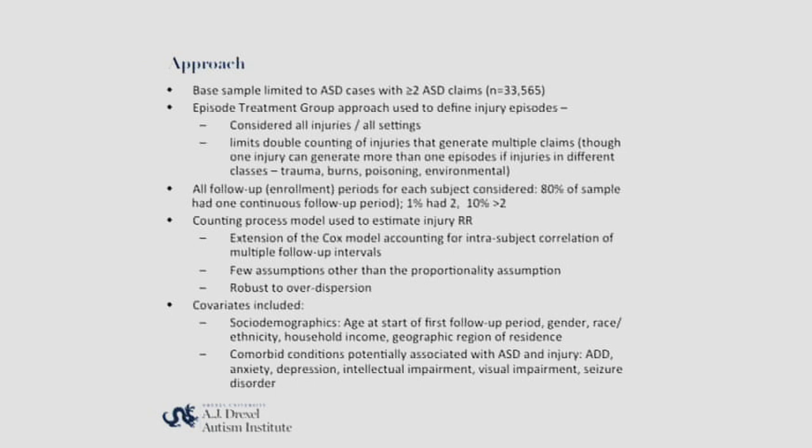So we included some sociodemographics. We adjusted for gender, race, ethnicity, household income, and region. And we also looked at comorbid conditions that might be potentially associated with ASD, and could also be associated with injury risk. Those were ADD, anxiety, depression, intellectual impairment, visual impairment, and seizure disorder.